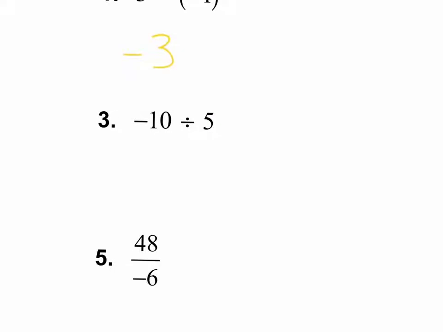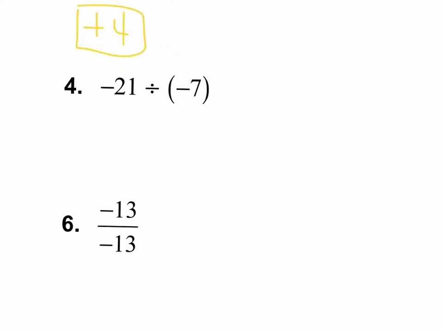Okay, negative 10 divided by a positive 5. Negative divided by a positive would be a negative, different signs. 10 divided by 5 is 2. Number 4, negative 21 divided by a negative 7. Same signs, you get a positive. 21 divided by 7 is 3.